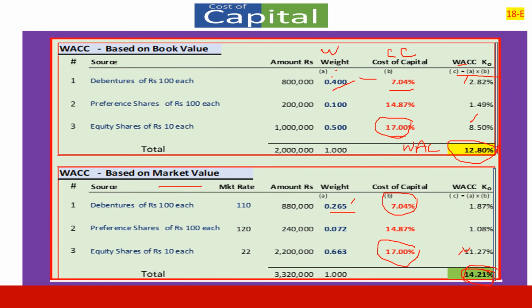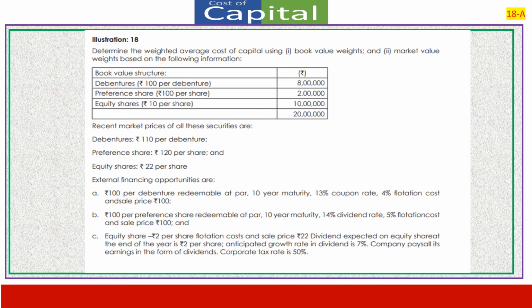Now, this is all theory which we have seen. Let us take a practical problem and find out how we sort it out. Determine the weighted average cost of capital using book value and market value. Book value is given here. We will use it in the tabulation of book value. The recent market price of all these securities is given as debenture 110, preference 120, equity. This will be used for market value. Both will come at the end of the problem.